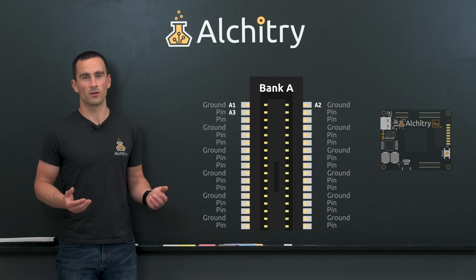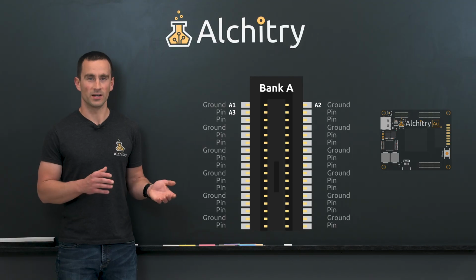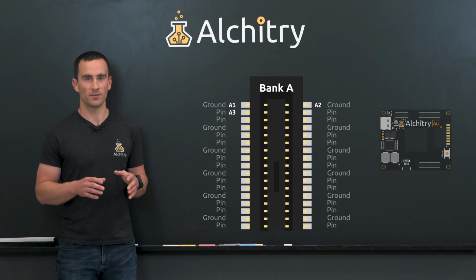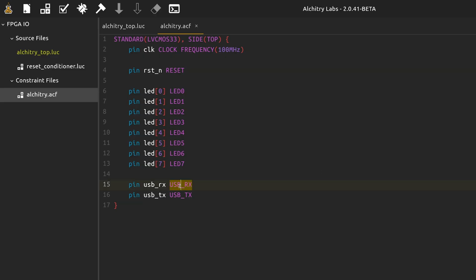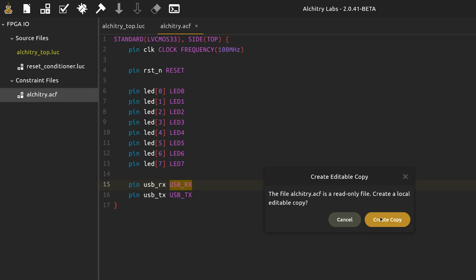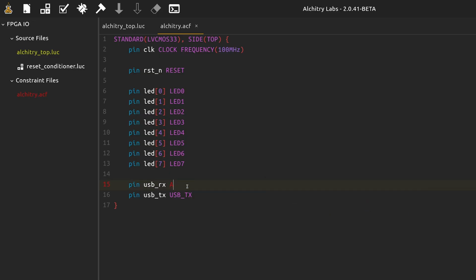If we wanted to route our serial signal to the pins on the connectors instead of the internal serial interface, we would just change the pin names from USB-RX and USB-TX to something like A21 and A23. Since these are just basic signals, we can route them to any I/O pins on our board.